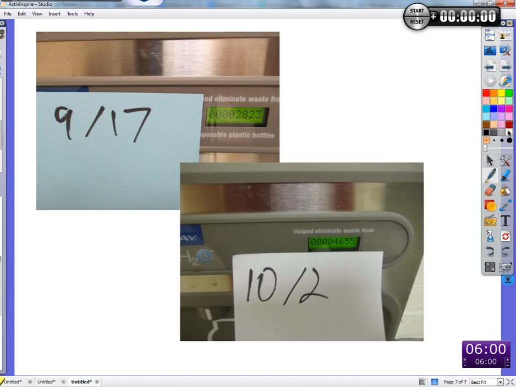Are those our water fountain ones? Yeah, they're the water fountain ones. The dates? Oh. Those are the dates, right? On those pieces of paper are the dates. Those are how much water we saved.